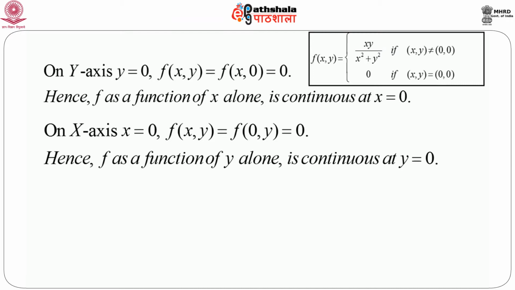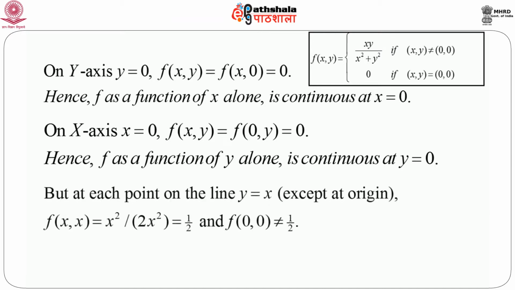So naturally one can think that the function should be continuous at (0,0), that means at origin. Interestingly, at each point on the line y equals x, that means except at origin, f(x,x) equals half for all x equals y. But it is given that f at (0,0) is 0, that is not equal to half. Hence the function is not continuous at (0,0).